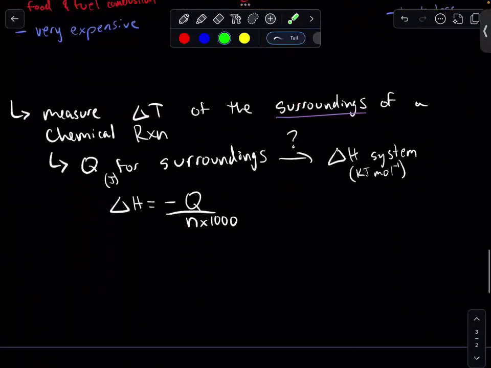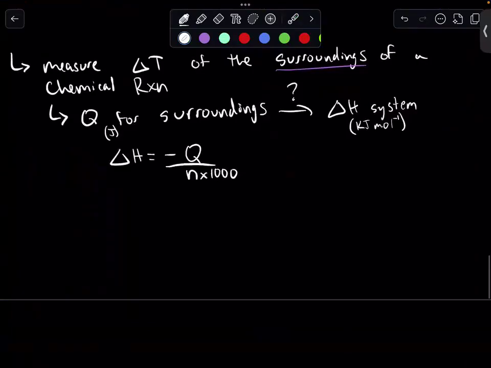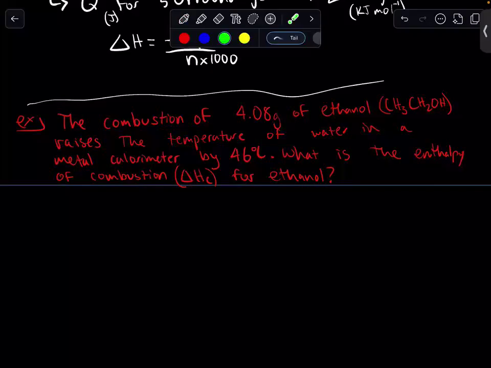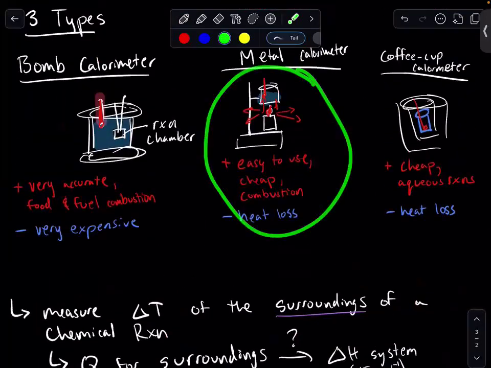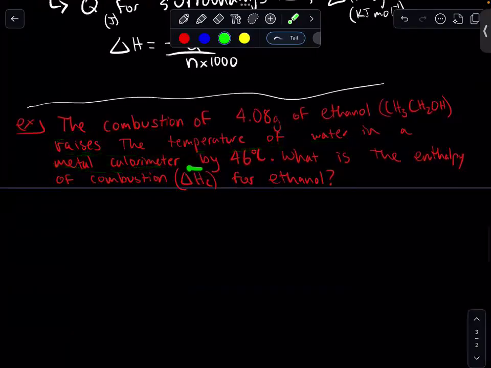All right. So let's look at a new problem. Let's do another new example. So once again, I'll pause it and come back once I've written out the problem. All right, so our new problem is the combustion of 4.8 grams of ethanol, CH3CH2OH, raises the temperature of water in a metal calorimeter. So we're looking at this calorimeter cell right here by 46 degrees Celsius. What is the enthalpy of combustion, delta H C, for ethanol?